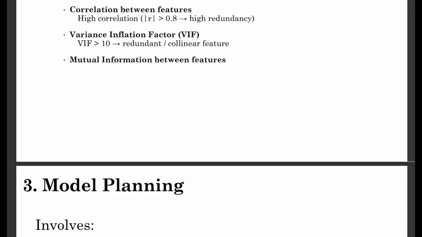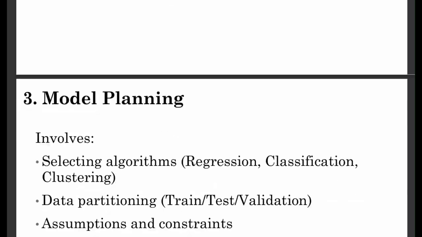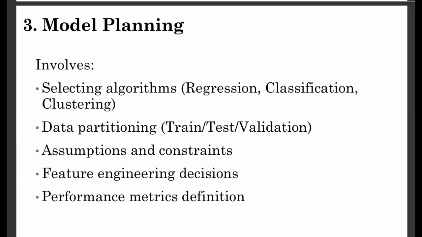Excellent. We have thoroughly covered data discovery and data preparation. Now let's move to phase 3, model planning. Model planning is a strategic thinking phase that happens before you start training any algorithm. It involves selecting algorithms based on your problem type. Is it regression, classification, or clustering?